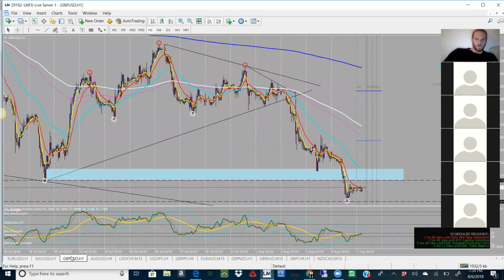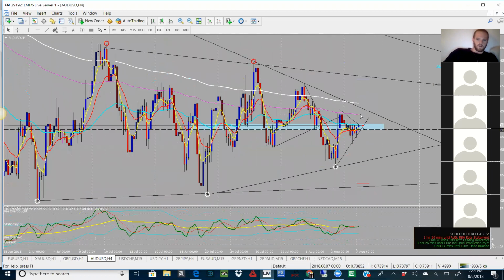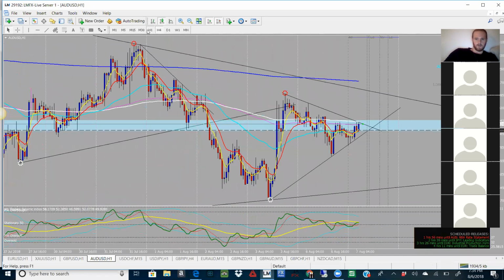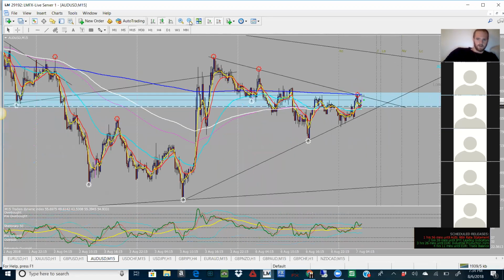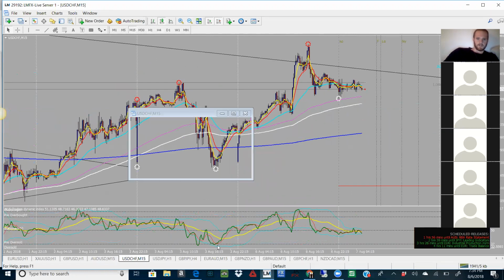Wait for GU to finally come down and retest that zone. Wait to see what it does. AU, wait for it to shoot. Look at it. What is it doing? Is it going up? Oh, break it. Break that high. We're just pretty much waiting to see what these pairs do right now.